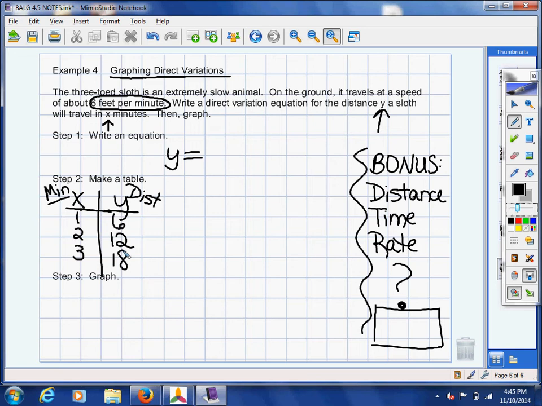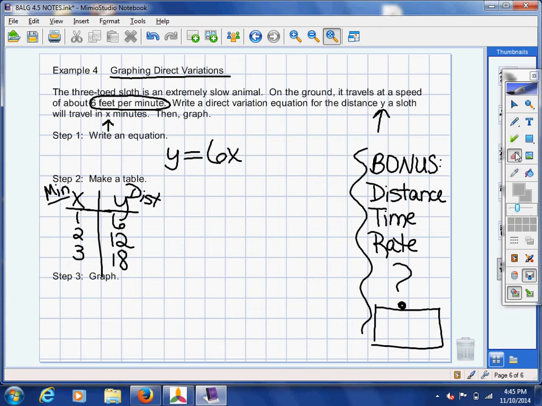Now, work backwards. Use the table to help you figure out what you did to X to get Y. If you say multiply by 6, you're exactly right. That's your equation. So if you couldn't come up with it first, then make your table and work backwards. Nothing wrong with that. No shame in that, okay? Sometimes I have to work backwards myself. It's not a big deal.